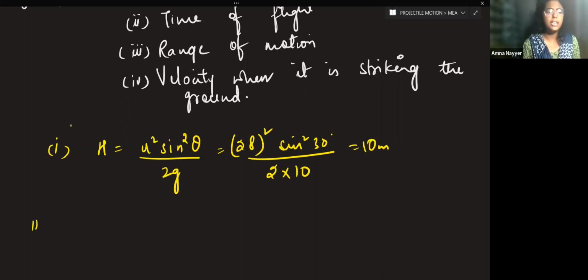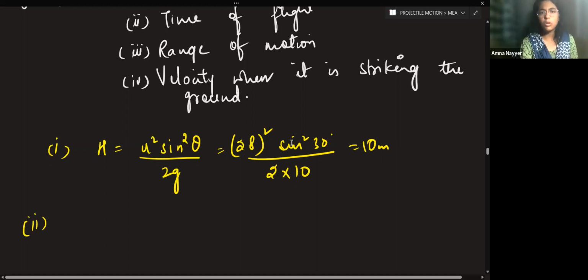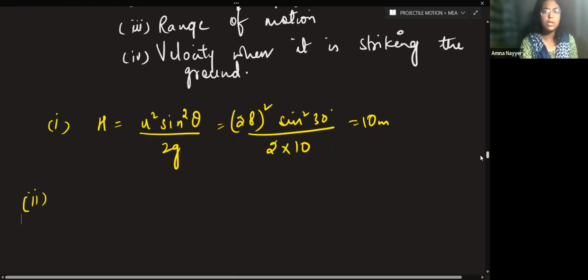Just check it once when you write it down, just cross check. I have done the calculations orally. Please write it down and solve. The second part was time period.